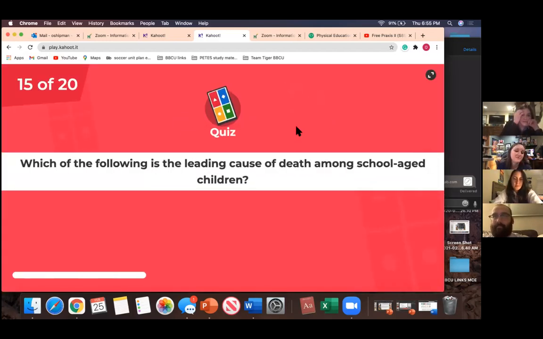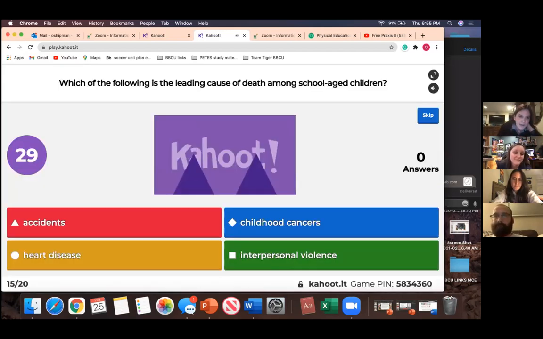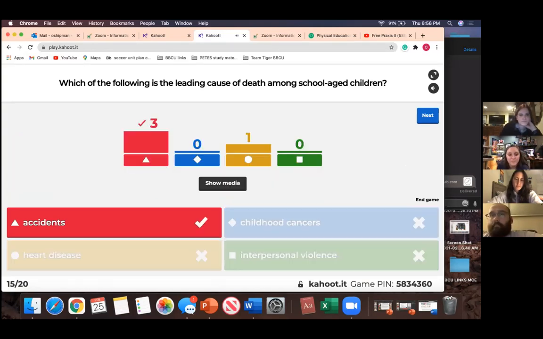Which of the following is the leading cause of death among school-age children? Accidents, heart disease, interpersonal violence, or childhood cancers. Accidents. Mm-hmm.